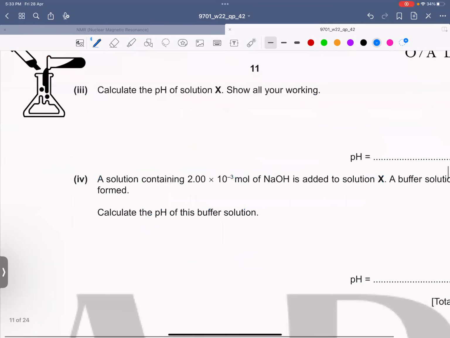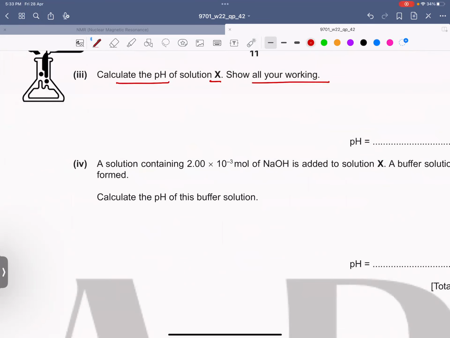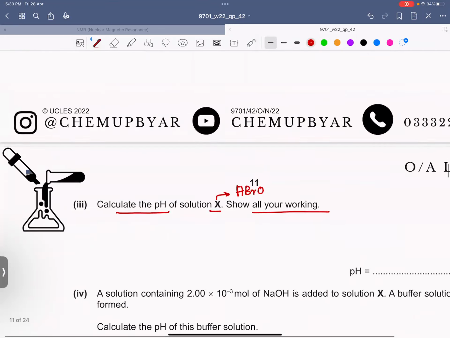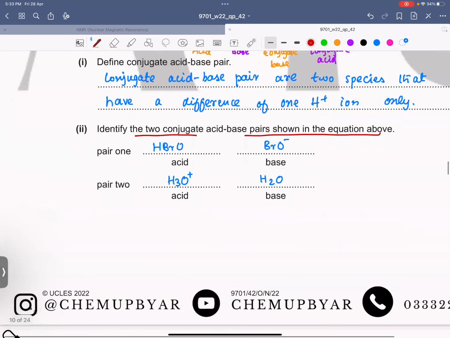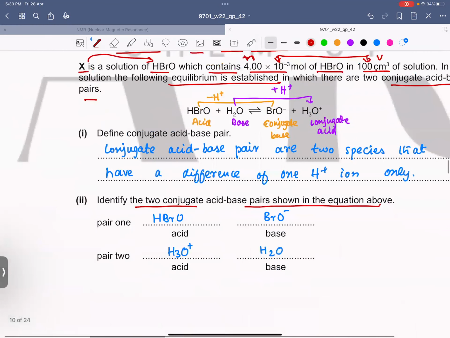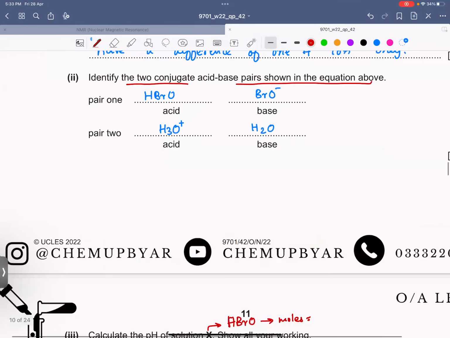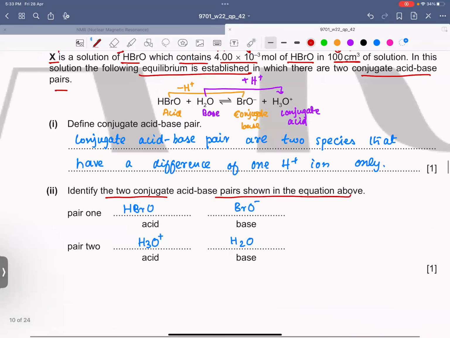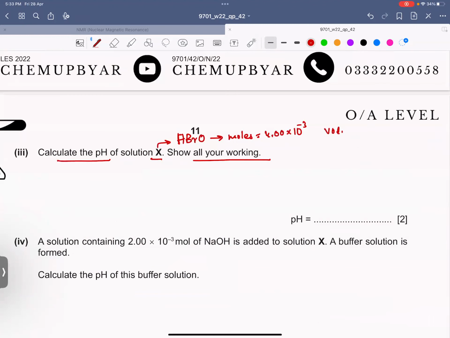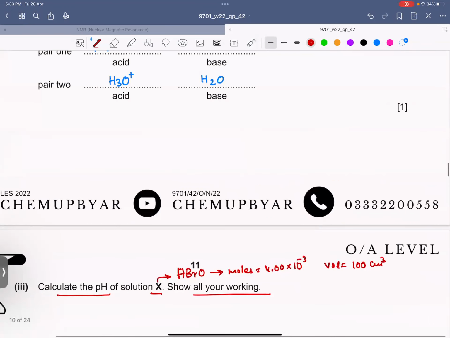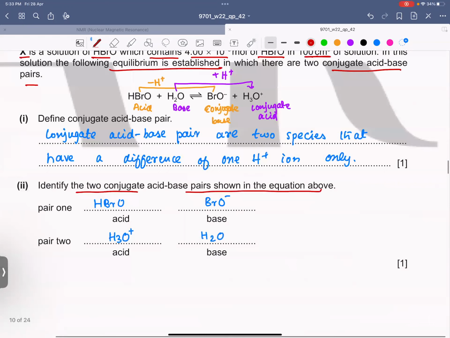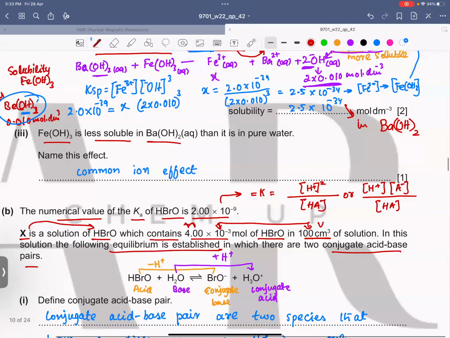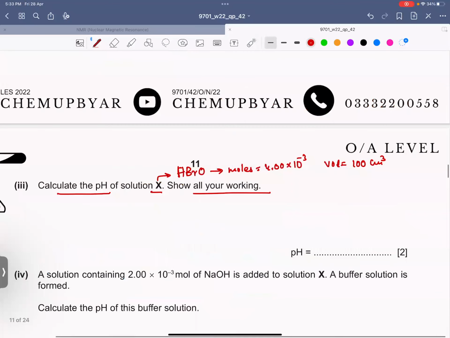Okay. Now, calculate the pH of solution X, show all your working. Okay, if you recall, X is the solution of HBrO. If you see over here, its volume is 100 centimeter cube. And the moles of HBrO in that are 4 exponent minus 3. And the volume is 100 centimeter cube, right? And the Ka value of HBrO is 2.00 exponent minus 9, right?